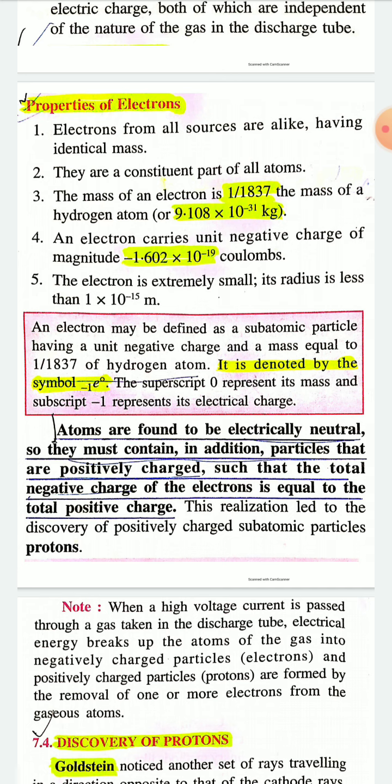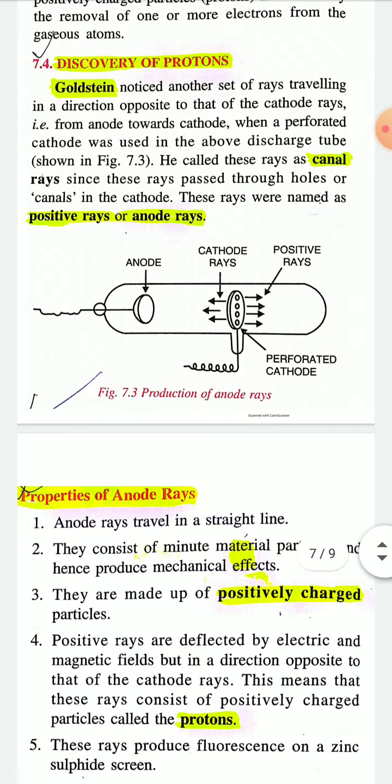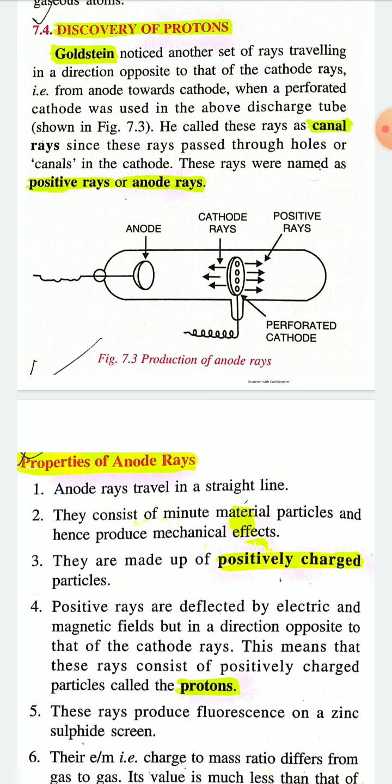So atoms are found to be electrically neutral, so they must contain, in addition, particles that are positively charged, such that the total negative charge of the electrons is equal to the total positive charge. This realization led to the discovery of positively charged subatomic particles, protons. Now, discovery of protons. You have to remember that in all atoms, the number of negatively charged electrons is equal to the number of positively charged protons.